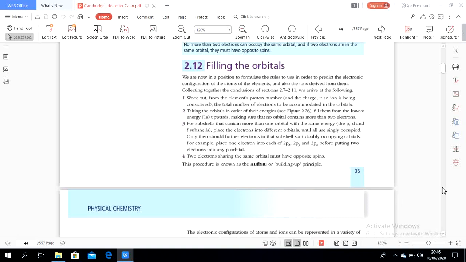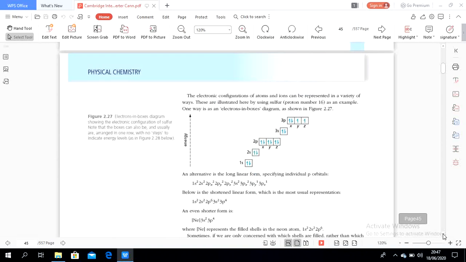The procedure is known as the Aufbau principle. Okay, and then here, this is the way. Look at this one. This is the sulfur ending with 3p4. This is the direction. So all must occupy in the same spinning direction, all go up. And then there is one extra electron that needs to be placed in 3p, and the last one must be in a different spinning direction.